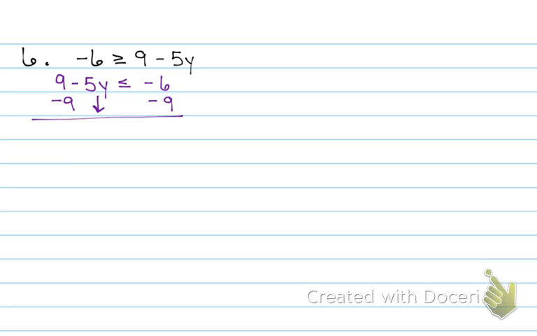Negative 5y. That's where the negative is connected. It's in front of the 5y. That's important. That's going to change something. Negative 6 minus 9 is what? What's negative 6 minus 9? Negative 15. All right, you see how these negatives can really start messing you up?